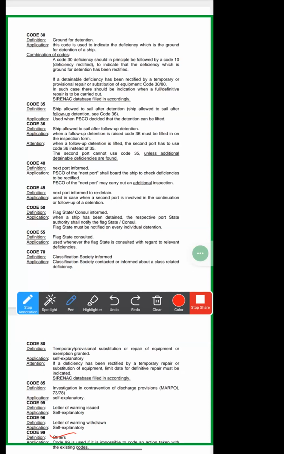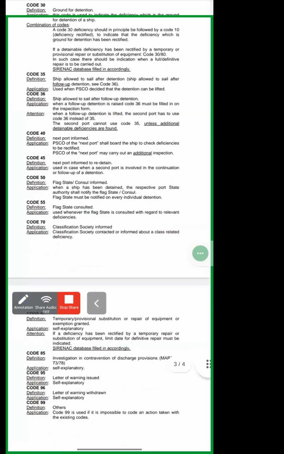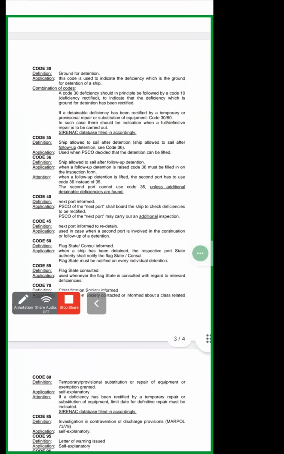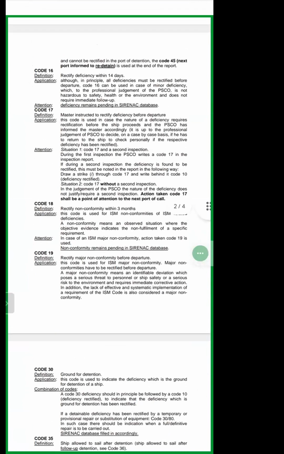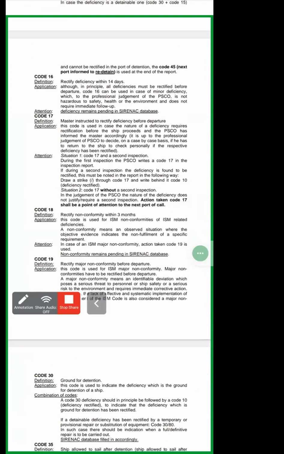Is that part clear, guys? Yes, sir. Can you guys give a little bit idea about what are these codes? Okay, I'll share this file on groups.